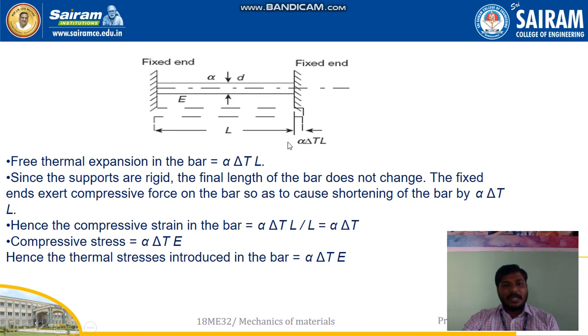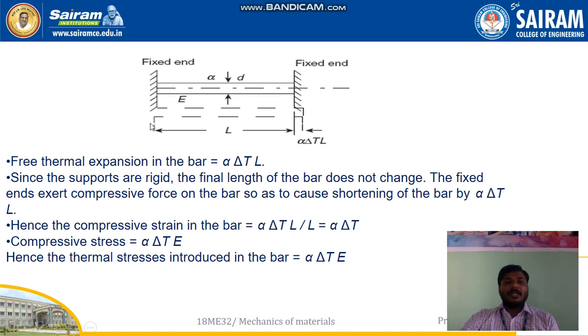The free thermal expansion in the bar is alpha, the coefficient of thermal expansion, into delta T, the change in temperature, into L, the length. Here E is the modulus of elasticity, and you can see both ends are fixed, D is the diameter, and alpha is the thermal expansion coefficient. So the free thermal expansion in the bar is alpha into delta T into L.